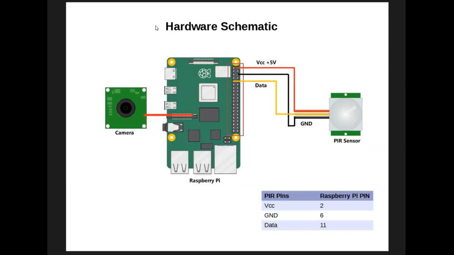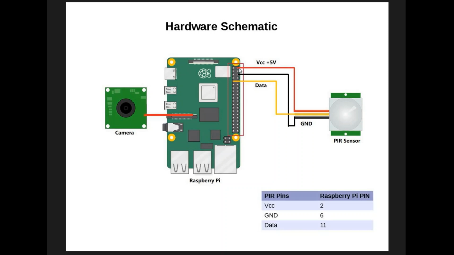This is the hardware schematic of the surveillance security project. As you can see, this is a very simple schematic. The camera module is attached to the Raspberry Pi in the camera port, and the PIR sensor is connected to the Raspberry Pi I/O pins.